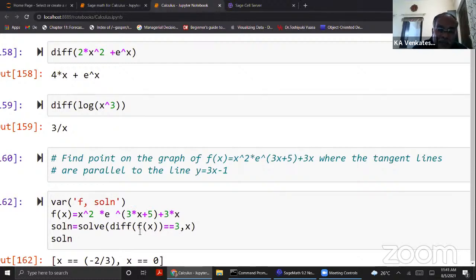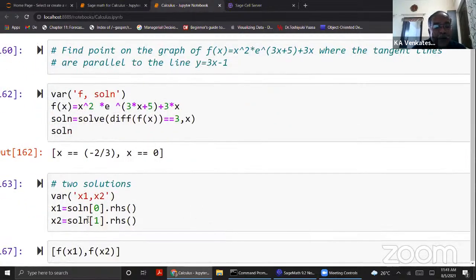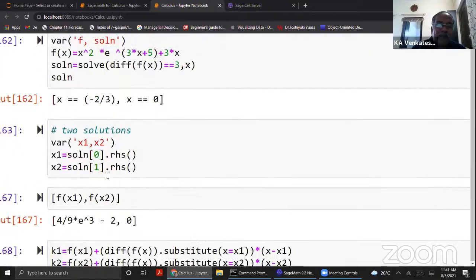Solve differentiation of f of x equal to 3, comma x, with respect to x we are finding out. So you can see that x equal to minus 2 by 3, x equal to 0. So two solutions are there. Both solutions are stored in x1 and x2. This is 0 index and 1 index. So now you are computing f of x1, f of x2. Those values are, one is 0, the other one is 4 by 9 e power 3.